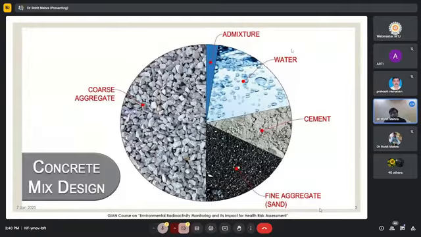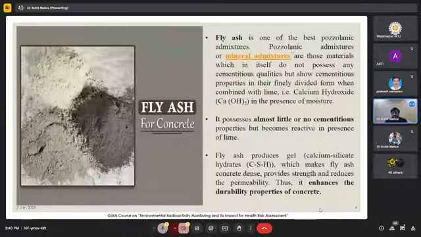So if you go for a concrete mix design, in civil engineering language, concrete mix design is basically a combination of coarse aggregates, which we call bajri in our terminology, then admixture, then water, then the cement, and then the fine aggregates of sand, depending upon what type of concrete we are going to prepare. Now, the fly ash, as a civil engineering part, will be considered the best Pozzolanic admixture.